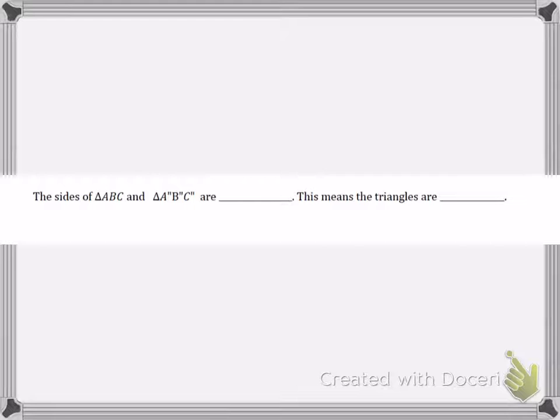So what this is emphasizing is that the sides of triangle ABC and triangle A double prime, B double prime, C double prime are congruent. And if the sides are congruent, that means that the triangles are congruent as well.